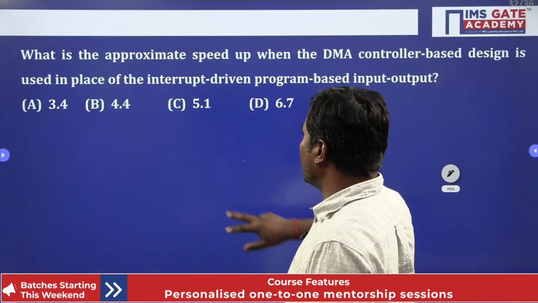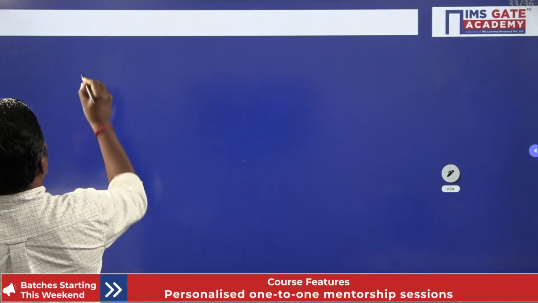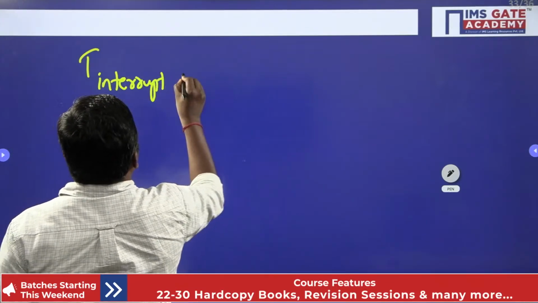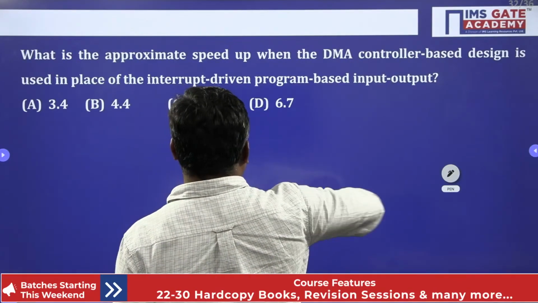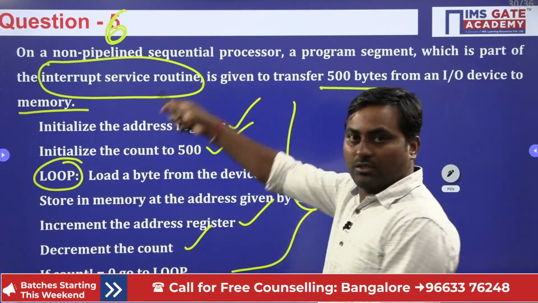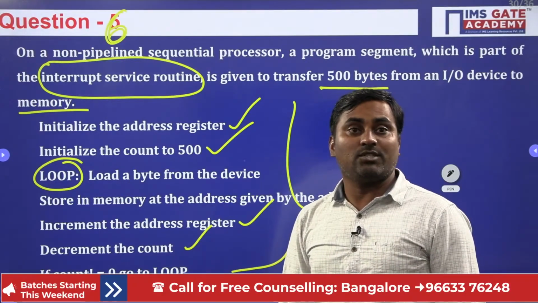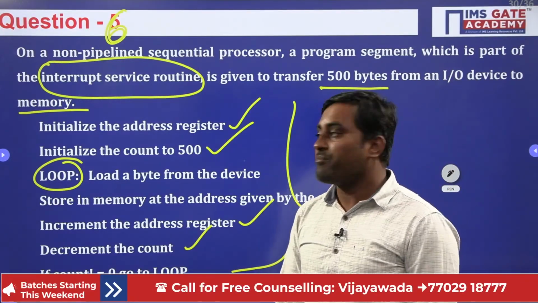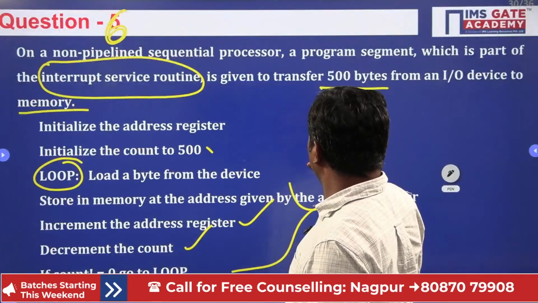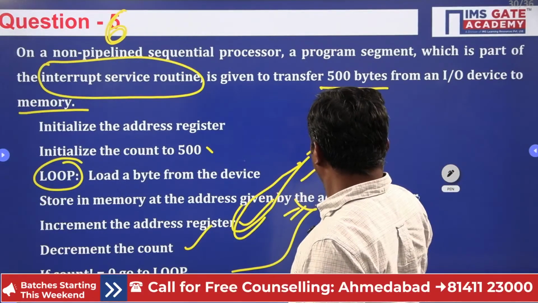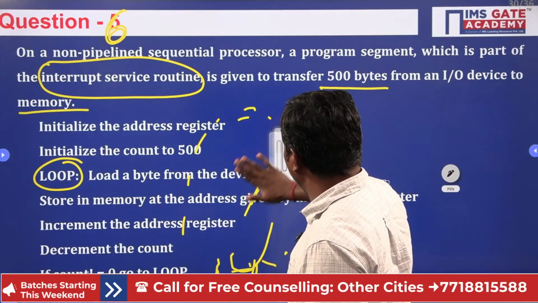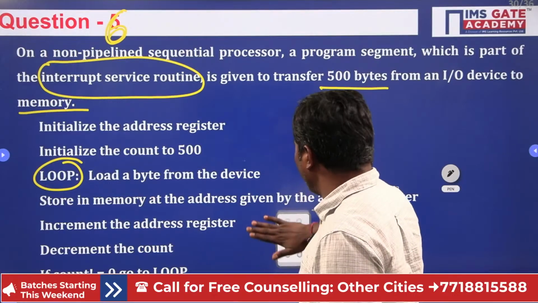So observe, first of all we need to find out the time in case of interrupt driven IO. Time is nothing but in terms of clocks only. Okay, what they said on the points. These instructions are equivalent to machine instructions only. They said very clearly that each instruction is equivalent to a machine level instruction.